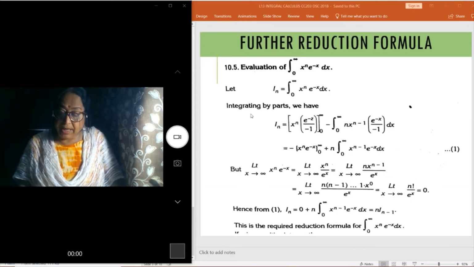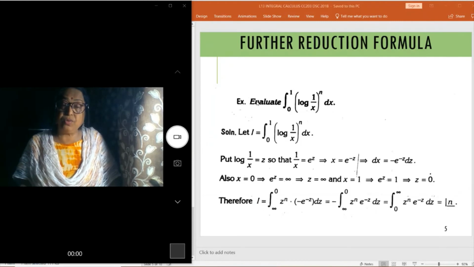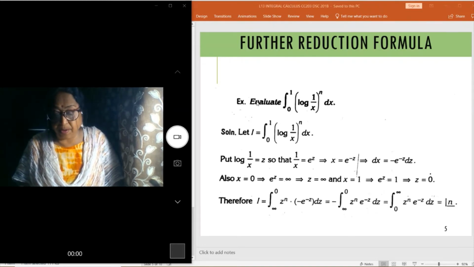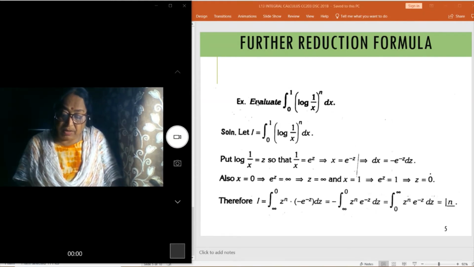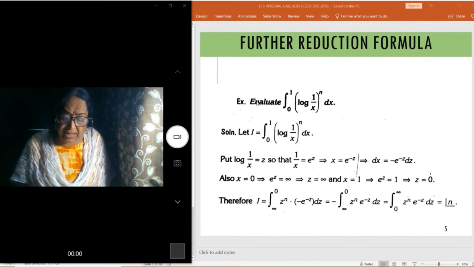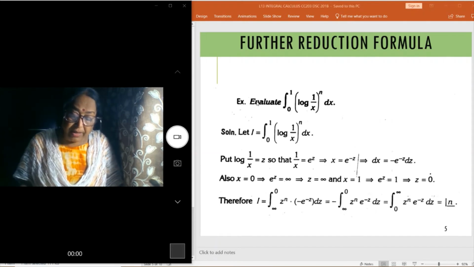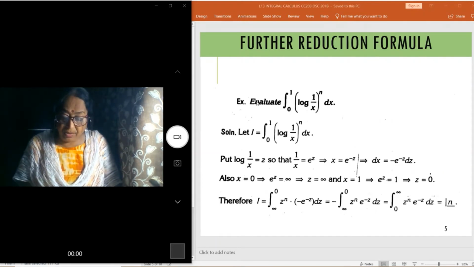Here, next example, evaluate. These two are very important, that's why I will suggest you to do these problems. Integral 0 to infinity of log of 1 by x whole to the power n into dx. Let I equal to this one. Now put log of 1 by x is equal to z. Then ultimately we get x is equal to e to the power minus z. Then dx is equal to minus e to the power minus z into dz.